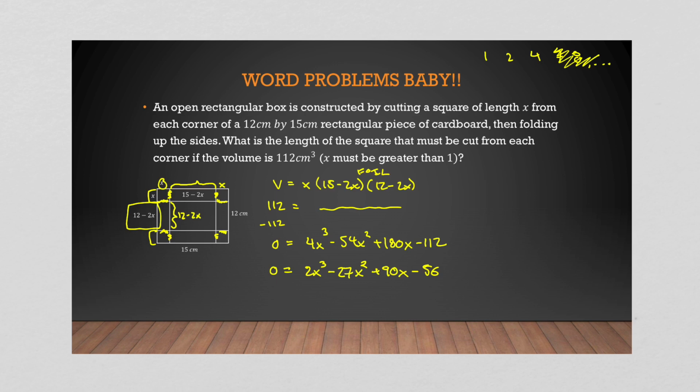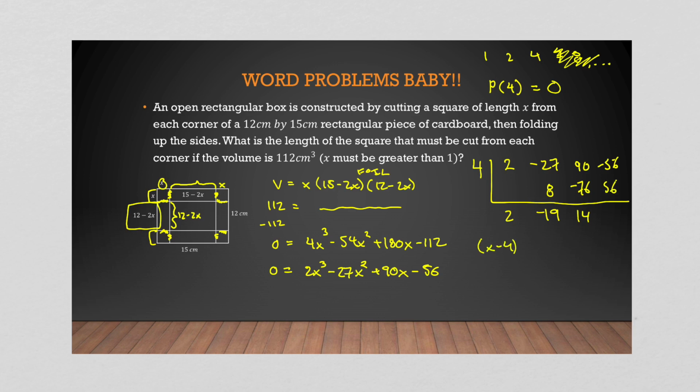So if we plug them through using the remainder theorem, you find that when you do p of 4, you get 0. Great. So from there, we're going to do synthetic division. And we're going to go 2, negative 27, 90, negative 56. Run that through, and you end up with your new quadratic. So you get x minus 4, and then 2x squared minus 19x plus 14.